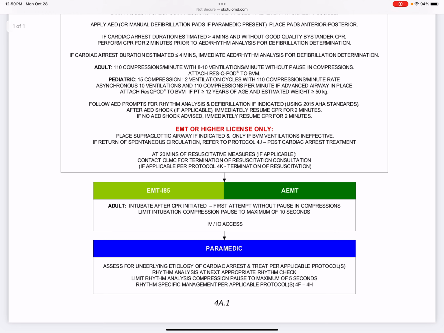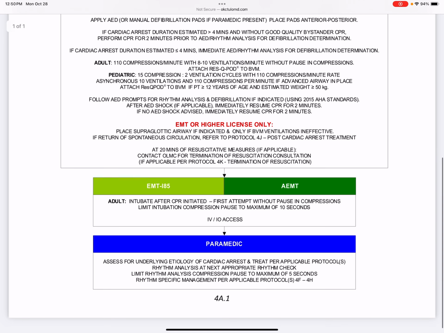If cardiac arrest duration is estimated greater than 4 minutes and it does not have good quality bystander CPR, you'll perform CPR prior to AED rhythm analysis for defibrillation. So what this is saying is if you get on scene and there's no bystander CPR performed and they have been in cardiac arrest for longer than 4 minutes, or if it's unwitnessed, you're going to do 2 minutes of CPR before you do a rhythm analysis. If the cardiac arrest duration is less than 4 minutes, then you're going to do immediate AED rhythm analysis for defibrillation determination. So you'll go ahead and check that rhythm and see what you need to do there.